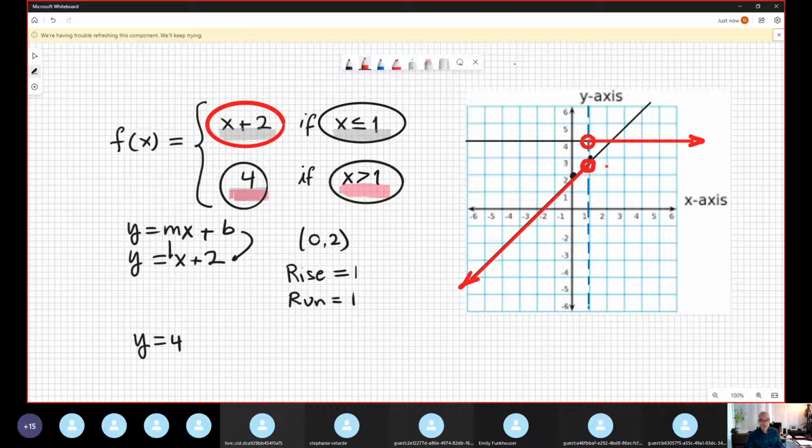And we have two kinds of circles, circle closed or circle open. How do you know when it's open? How do you know when it's closed? You look here at the equal sign. The equal sign is in the first piece. Therefore, the circle closed is in the first piece.